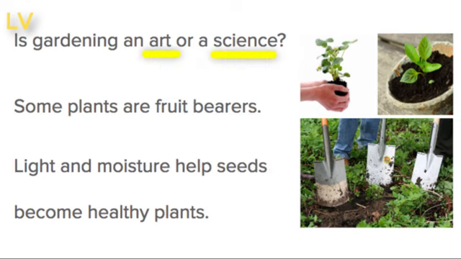The second sentence, some plants are fruit bearers. Plants is our subject, are is our linking verb, and bearers is our predicate nominative, referring back to plants.